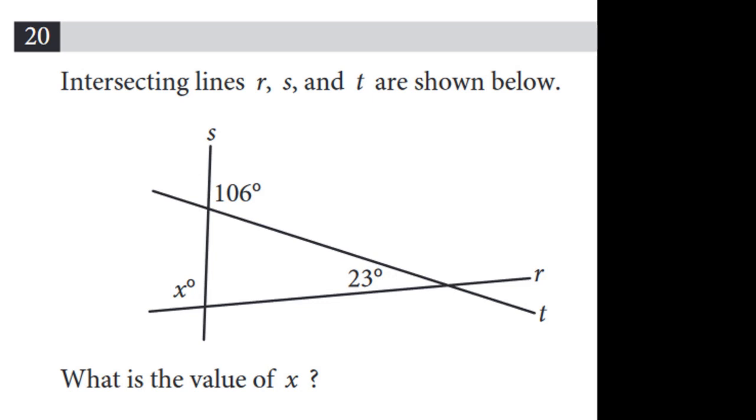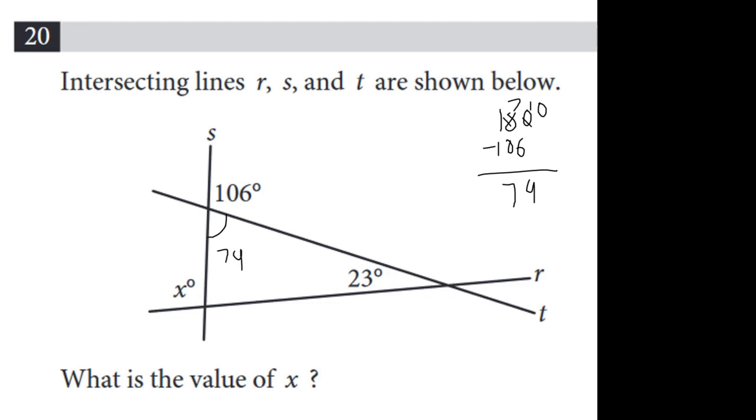All right, let's go ahead and take a look at this problem right here. The first thing I notice is that there's something called the supplementary angle because it makes a straight line. So I do 180 minus 106. That's 74. So this right here would be 74.